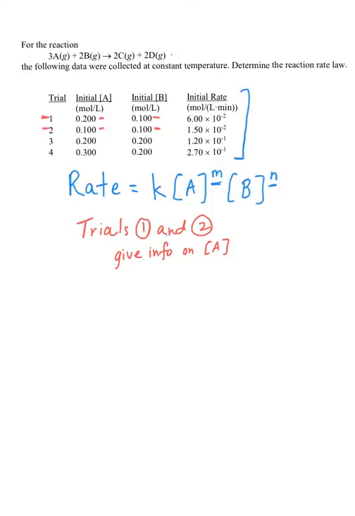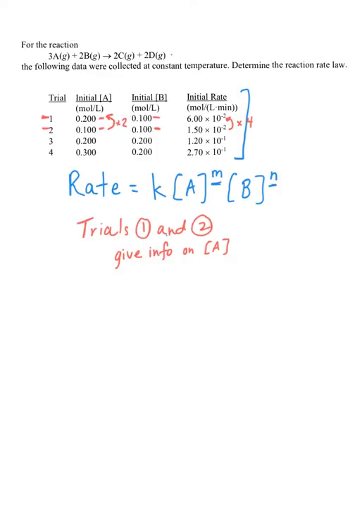Effectively, what we say is that doubling the concentration of A results in our reaction's initial rate changing from 1.5 to 6.0 times 10 to the minus 2. What's happened here? Well, 6.0 divided by 1.5 is a factor of 4. Going from trial 2 to trial 1's data, we see that doubling our concentration of A resulted in a 4-fold increase in our initial rate.